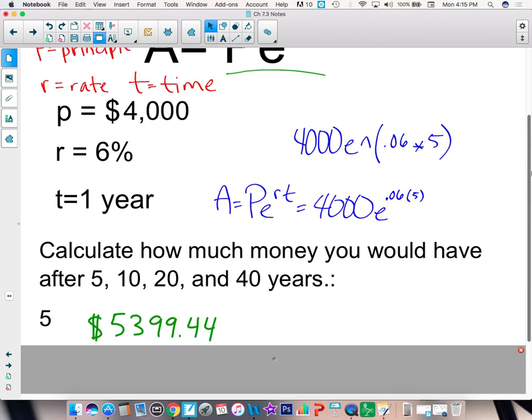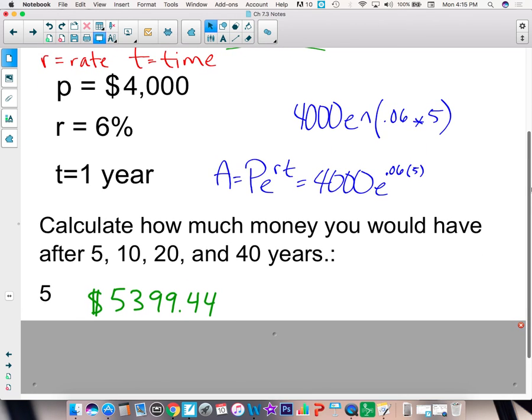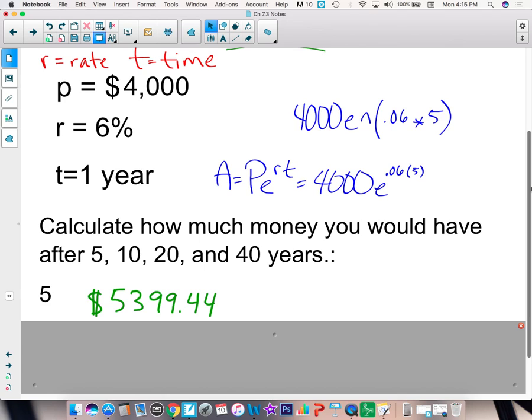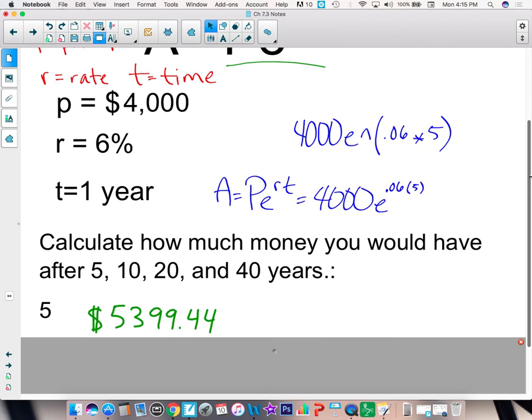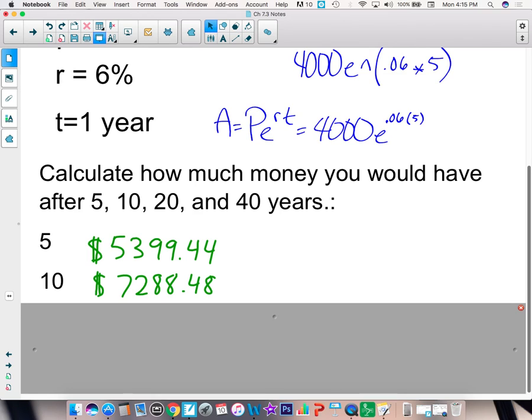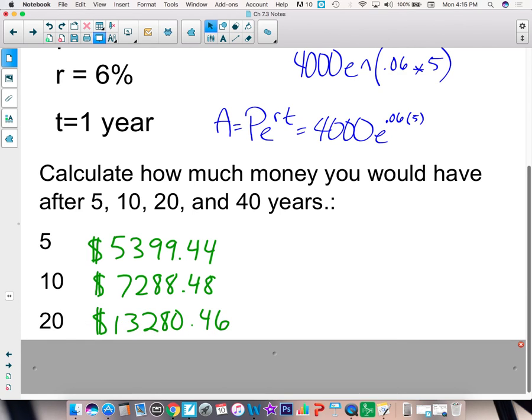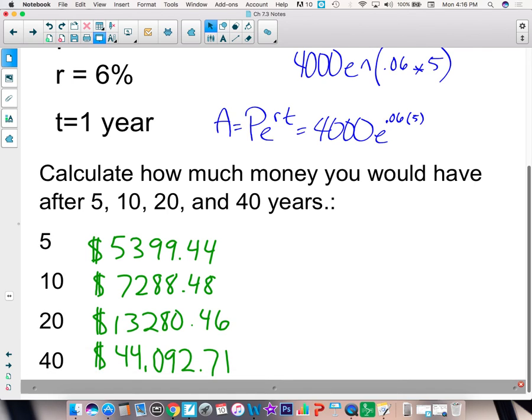Okay, we're getting almost $1,400 back out over the course of 5 years. That's a good account. All right, go ahead and see if you can get the other ones. So pause the video and see if you can get the other numbers. All right, so we should have gotten $7,288.48 for 10 years, 20 years, $13,280.46, and for 40 years you got $44,092.71. Okay, so that is a very good account.